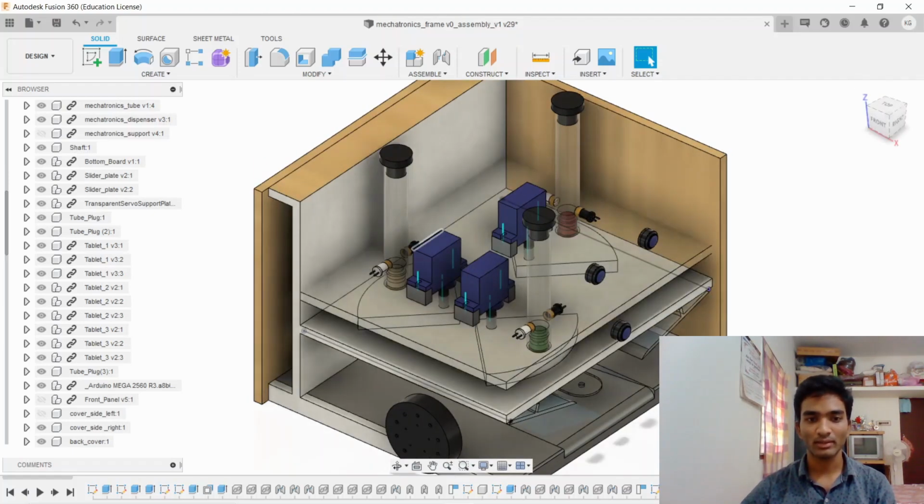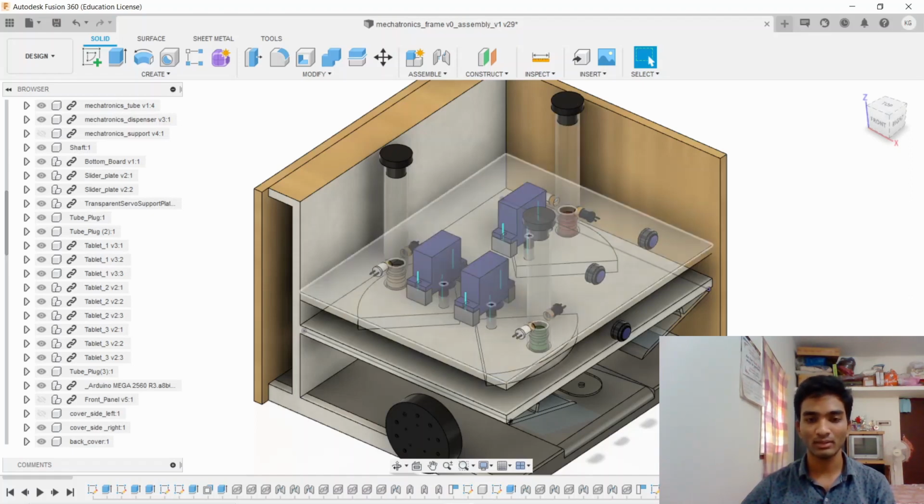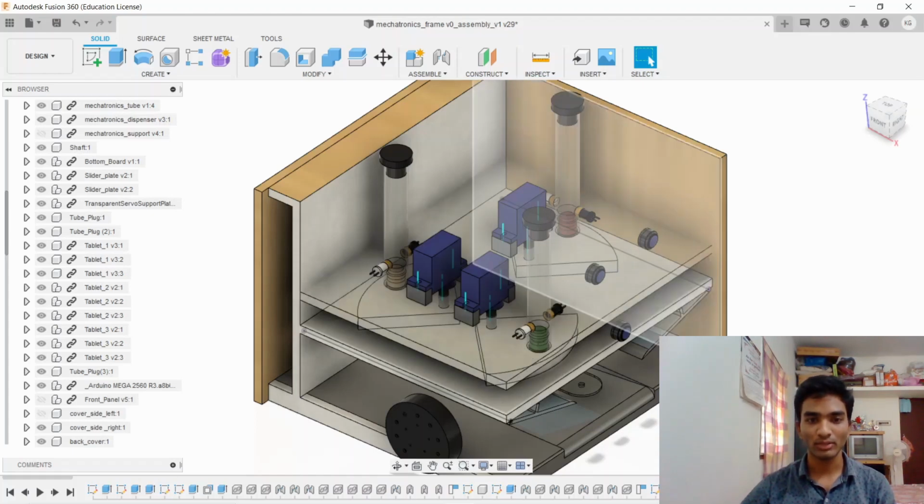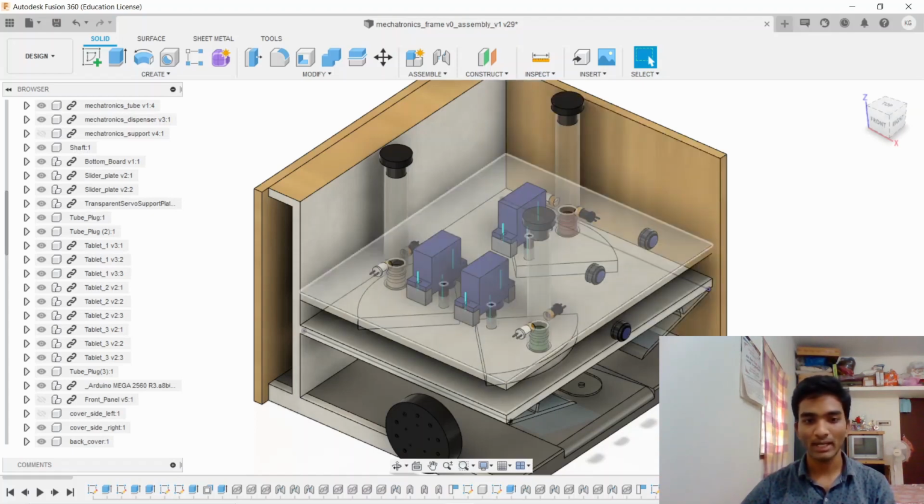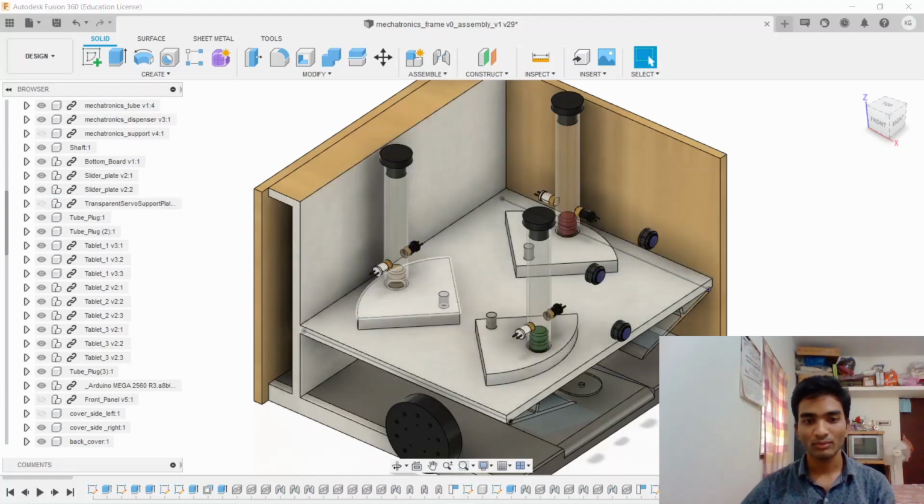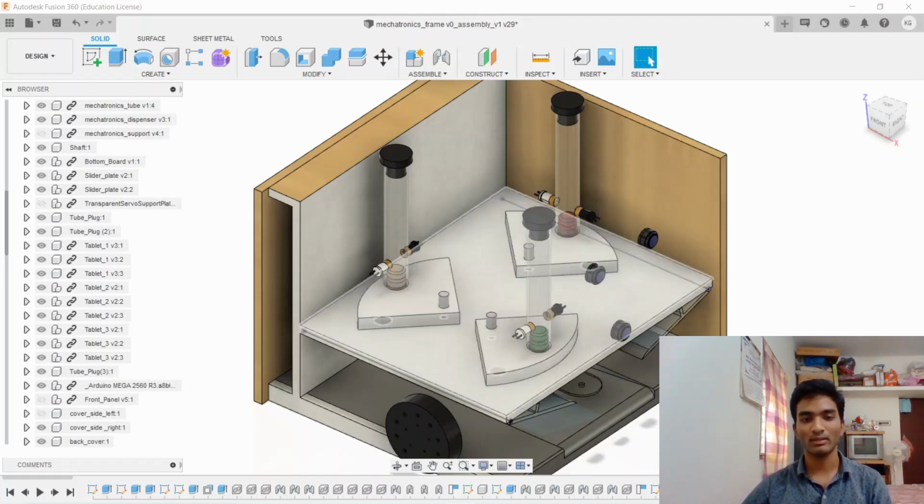Next, we have three pairs of IR transmitter and receiver. It is used for the purpose of sensing the tablets or medicine pills. Let's hide the support plate now and look into the next mechanism. This is the basic mechanism we have used for dispensing the medicine. This is the hole where the medicine goes and sits, and it rotates by 45 degrees and dispenses the medicine. We have the animation of it in the next part.